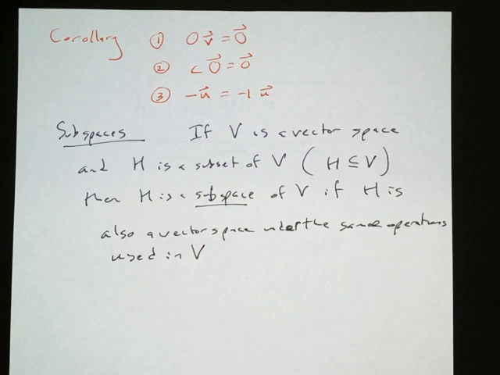Now you might think that means I need to check all 10 of these axioms again, now using things in H rather than things in V. But 99% of the things in those properties apply to everything in V, so they also apply to the things in H. The only three I need to be careful of are the two closures and the placement of 0.